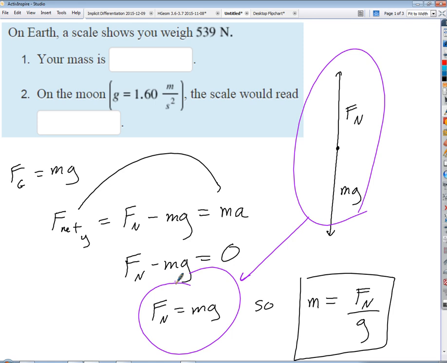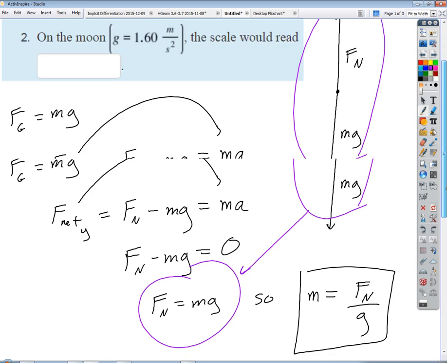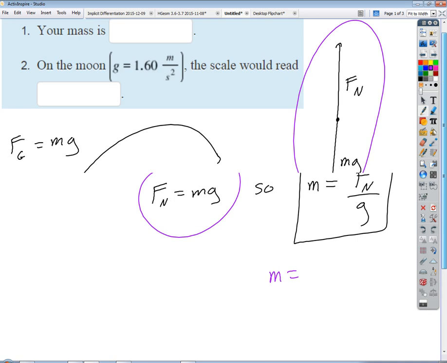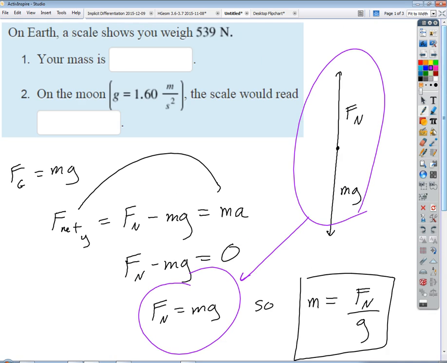What is my mass? Well, if we could plug in the numbers and find out, couldn't we? m is equal to normal force. The scale reading is 539.